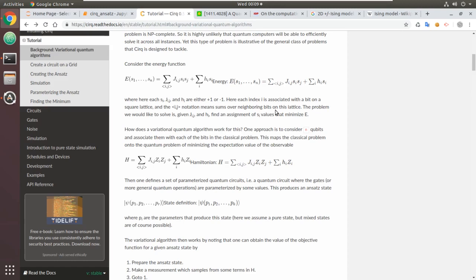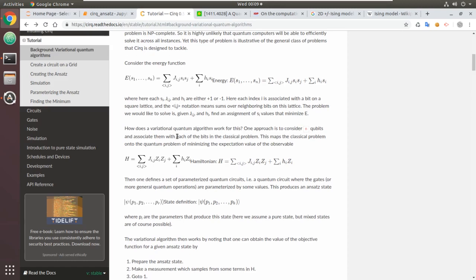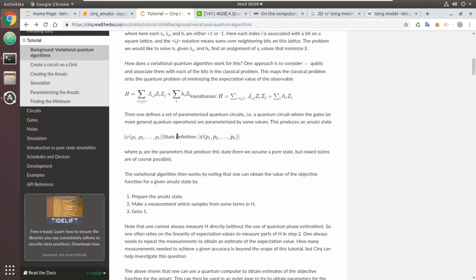Here, each index i is associated with a bit on a square lattice, and the ij notation means sums. Sorry. How does a variational quantum algorithm work for this? One approach is to consider n qubits and associate them with each of the bits in the classical problem. This maps the classical problem onto the quantum problem of minimizing the expectation value of the observable.